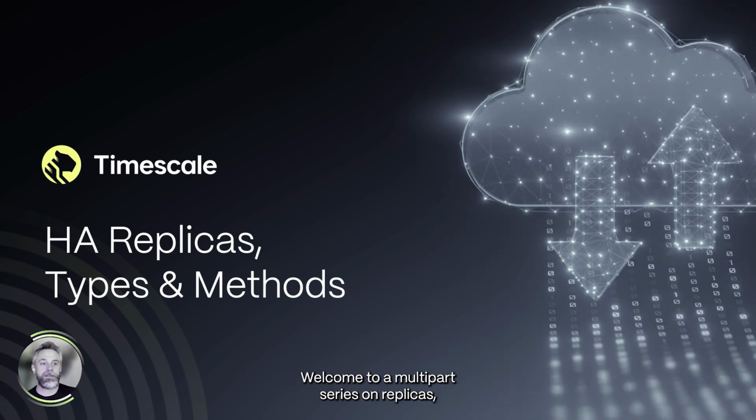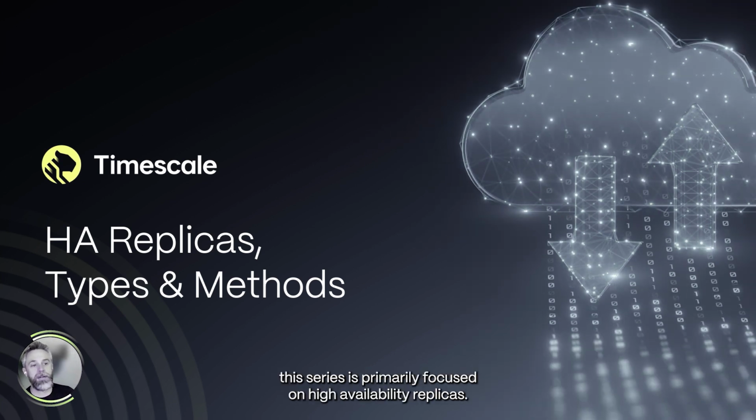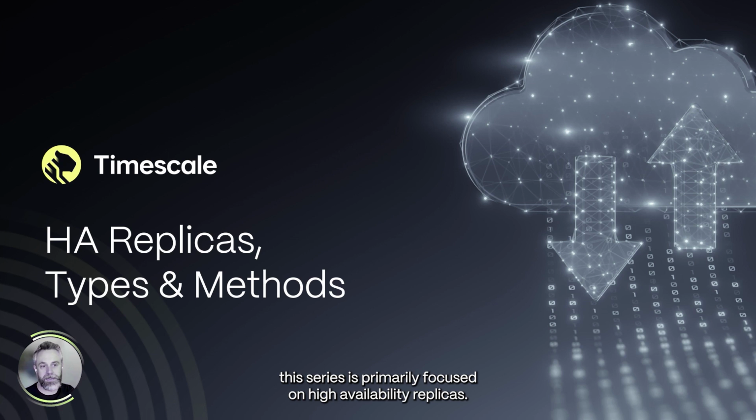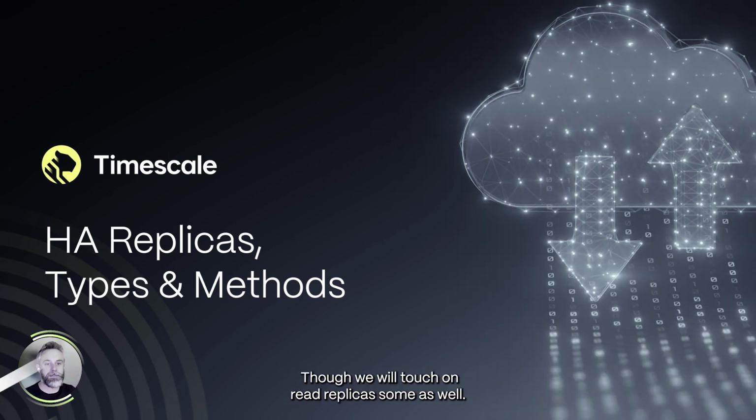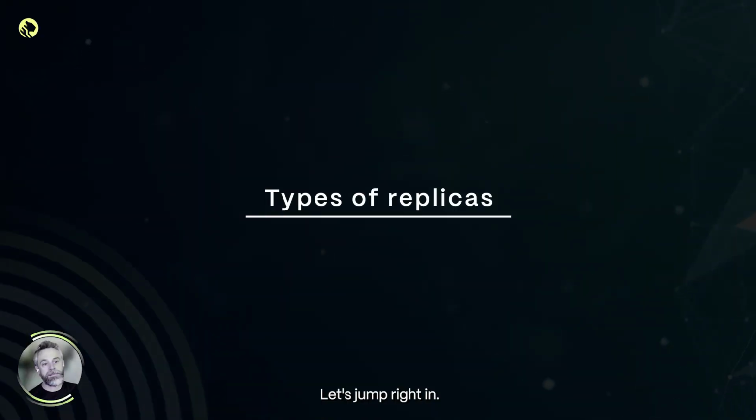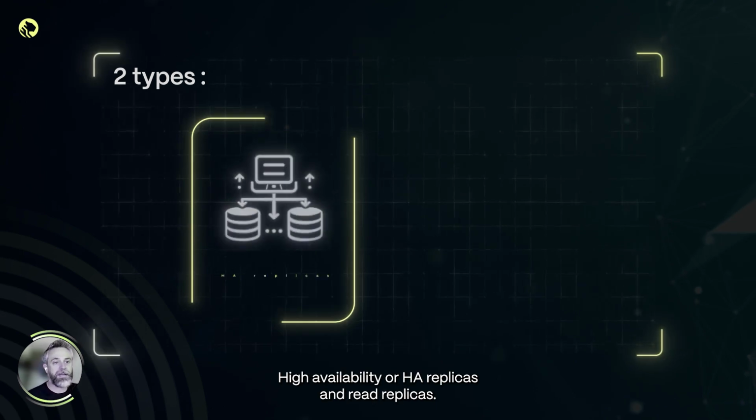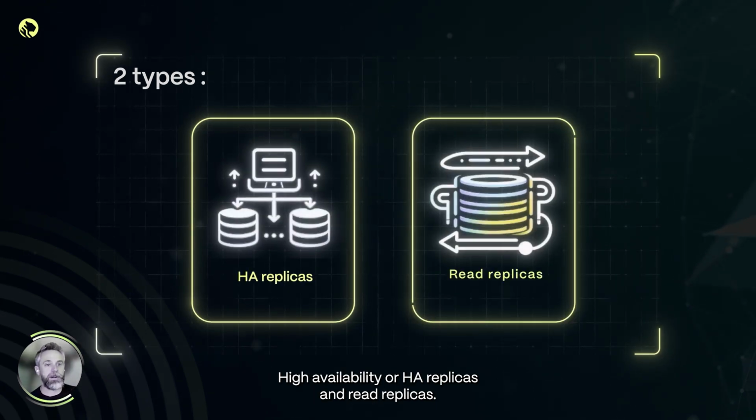Welcome to a multi-part series on replicas. This series is primarily focused on high availability replicas, though we will touch on read replicas some as well. Let's jump right in. Timescale offers two types of replicas, high availability or HA replicas and read replicas.